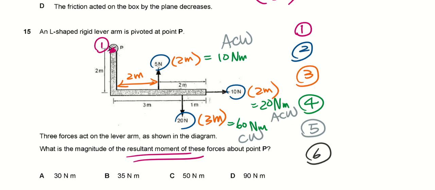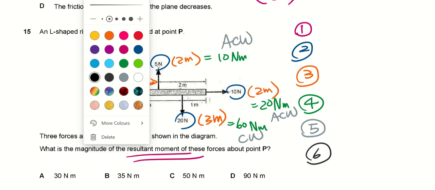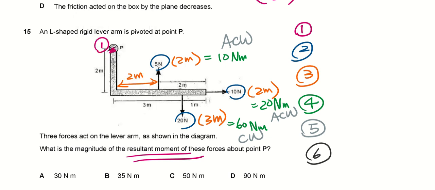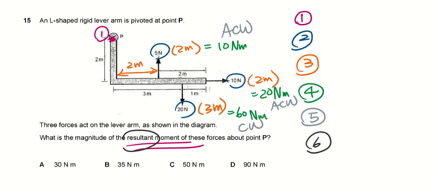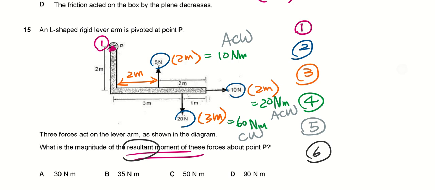Lastly, because they tell us that there's a resultant moment, there cannot be a zero value. Look at the options, there's no zero value. So we have to sum up all the anti-clockwise versus the clockwise. Clockwise is 60. So the answer is A.